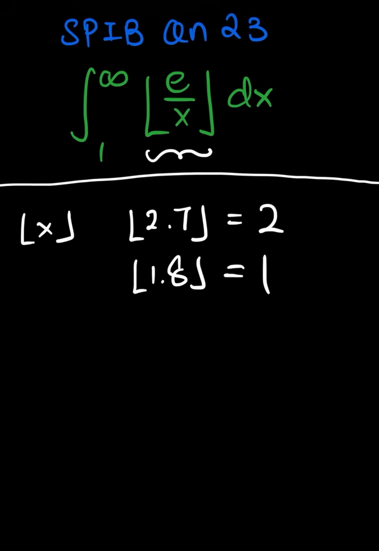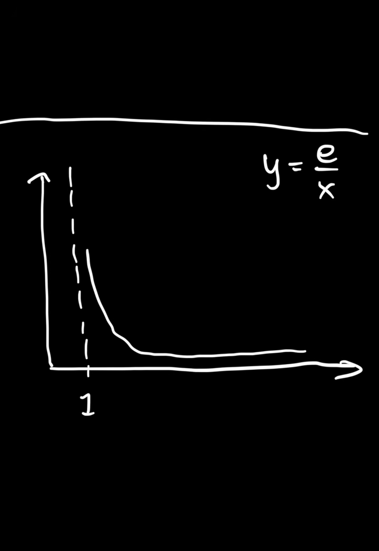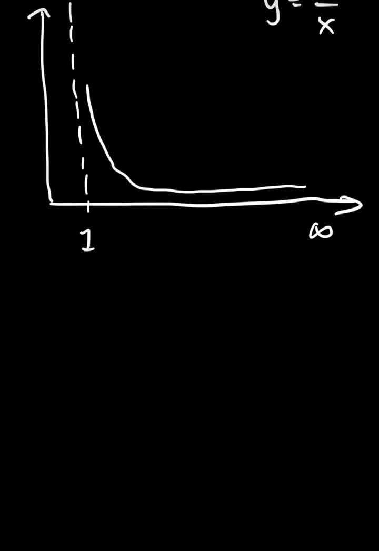We need to understand the graph of e to the x, right? So from bounds 1 to about infinity, we know that the graph slowly approaches 0. So there must be a range of e to the x for which its floor function will equal 0, because the values of e to the x will be from 0 to 1, and there will also be values of e to the x from 1 to 2, and values of e to the x which are greater than 2. So now we can turn it into steps.